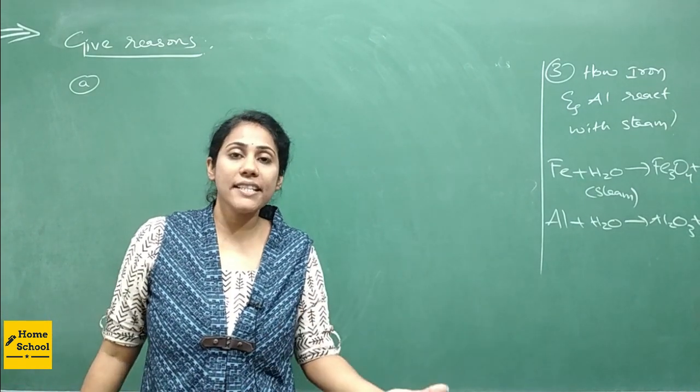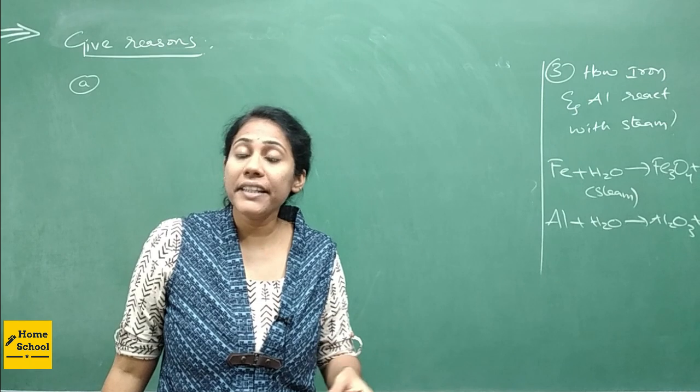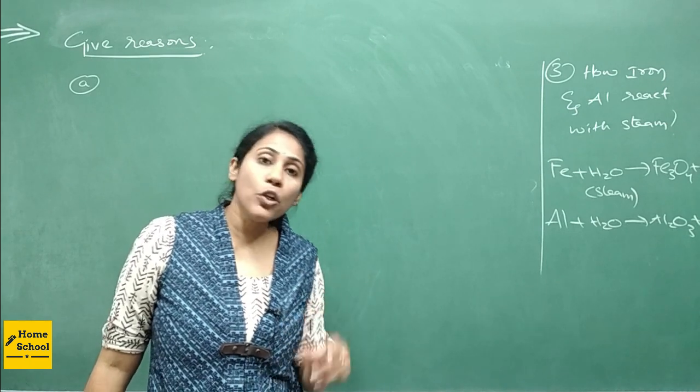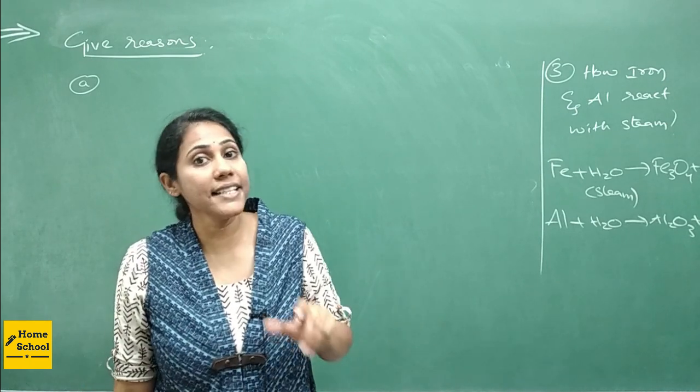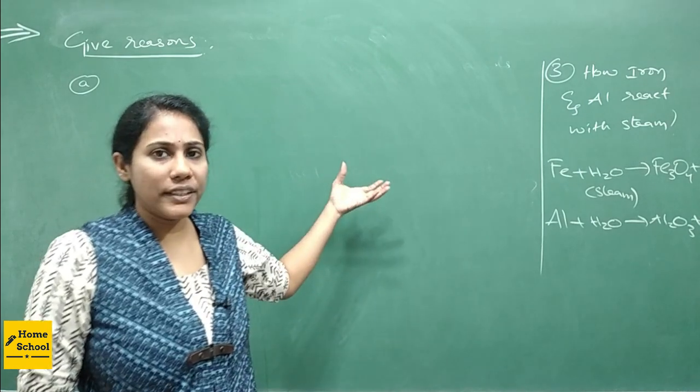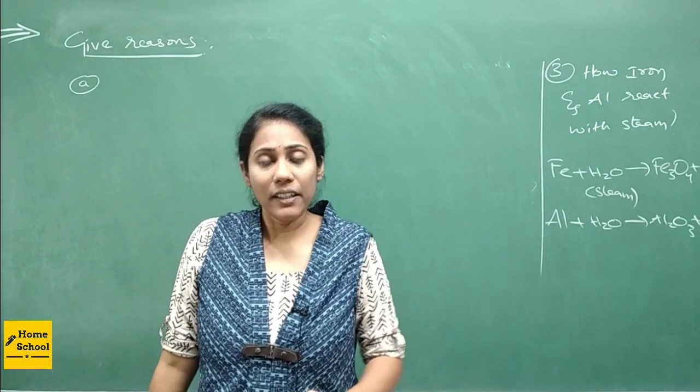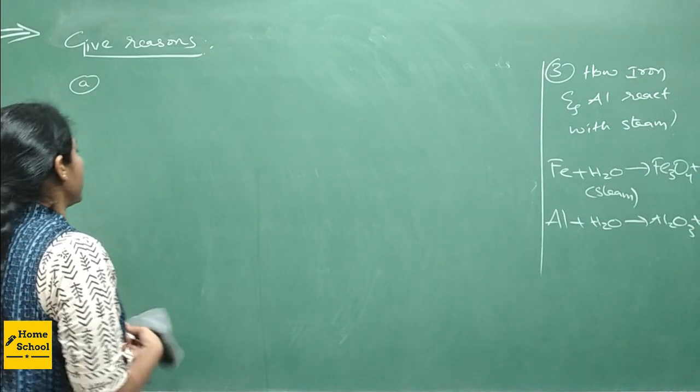So again, what is the answer? Because aluminium oxide can react with both acid and base, so it is amphoteric. Since it is already over, I am not discussing it here. Let me go to another question.